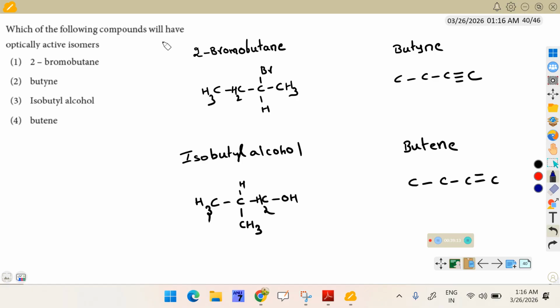Which of the following compounds will be optically active? Which compound contains a chiral carbon atom? Then the compound is considered an optically active compound. Yes, in 2-bromobutane a chiral carbon atom is present. So this is optically active. In the remaining cases there is no chiral carbon atom, so the remaining compounds are optically inactive.